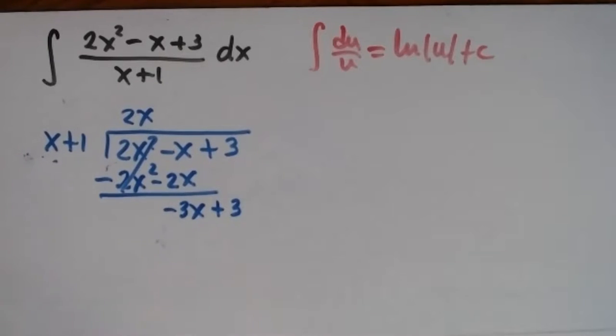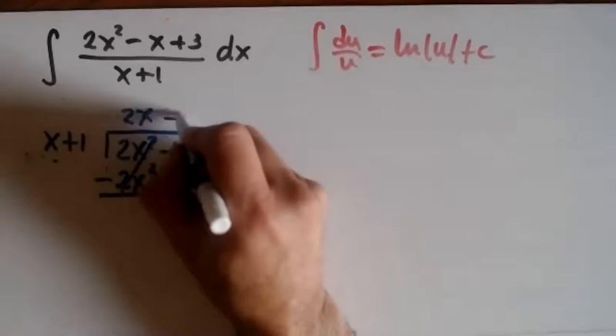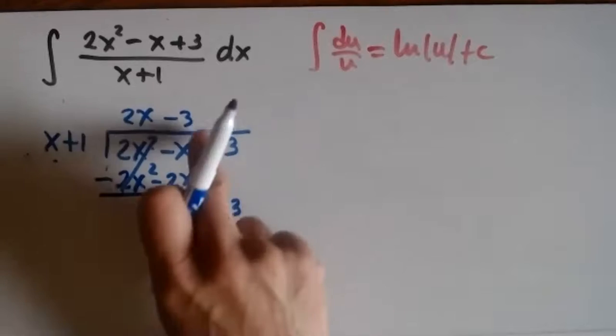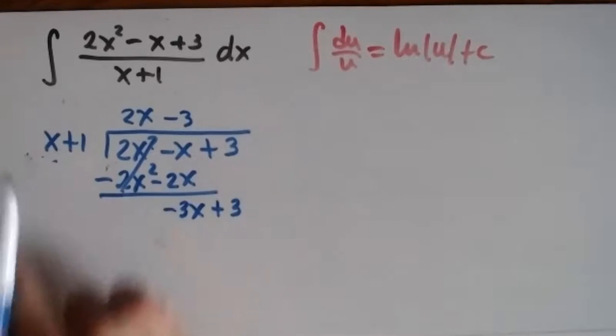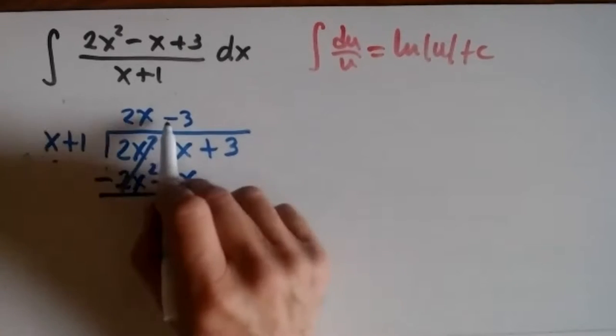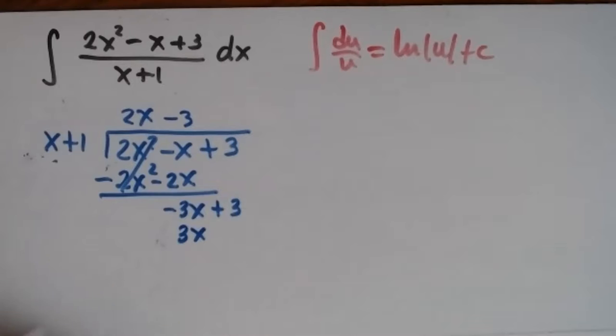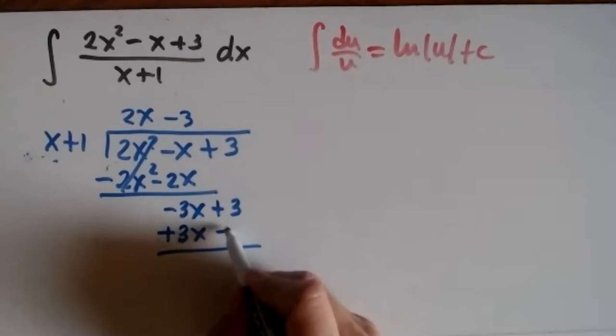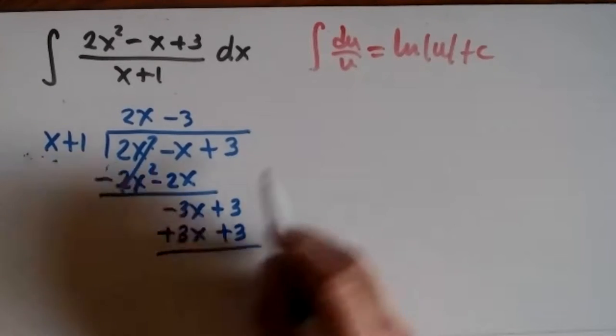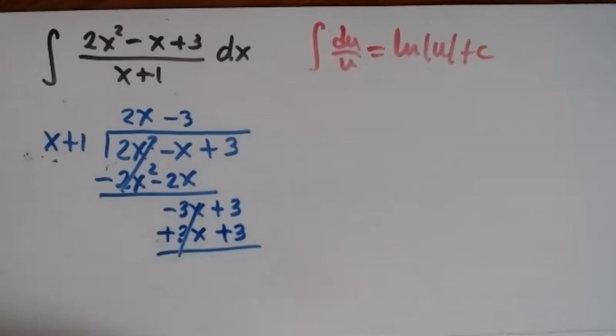Negative 3x divided by x is negative 3. Then you multiply and subtract. 3 times x, 3x. Positive times a negative, negative. Because you are subtracting, you get a positive. 3 times positive 1, negative 3. You subtract, you put a 3. And then you get, this is 0, and this is a 6.